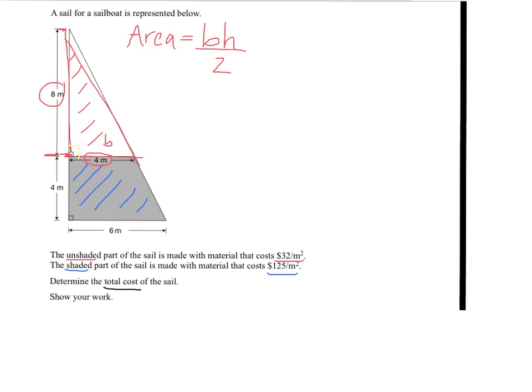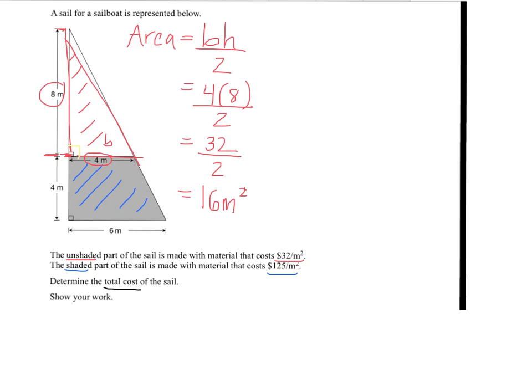So let's plug in the values. We know the base is 4 and the height is 8. So we're going to do 4 times 8 divided by 2. Good, so 4 times 8 is 32, divided by 2 equals 16. So the area of the unshaded part is 16 meters squared. Excellent.